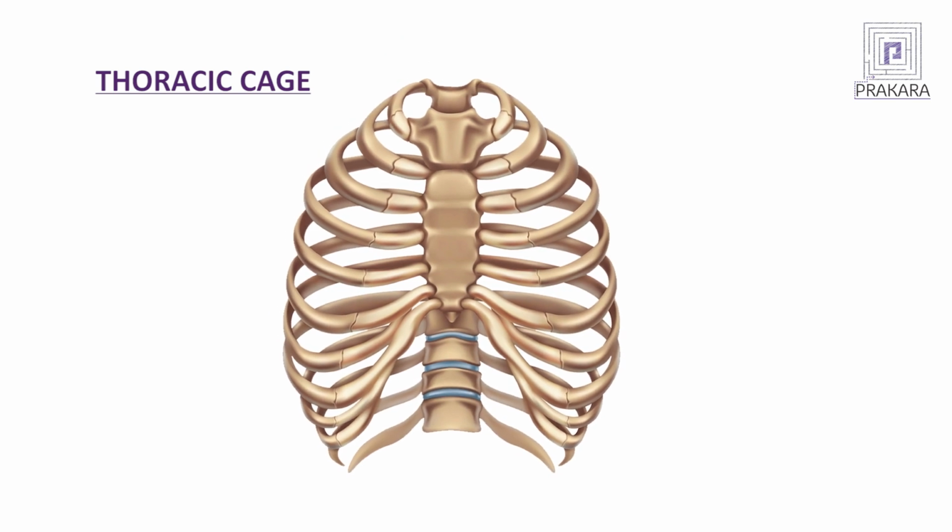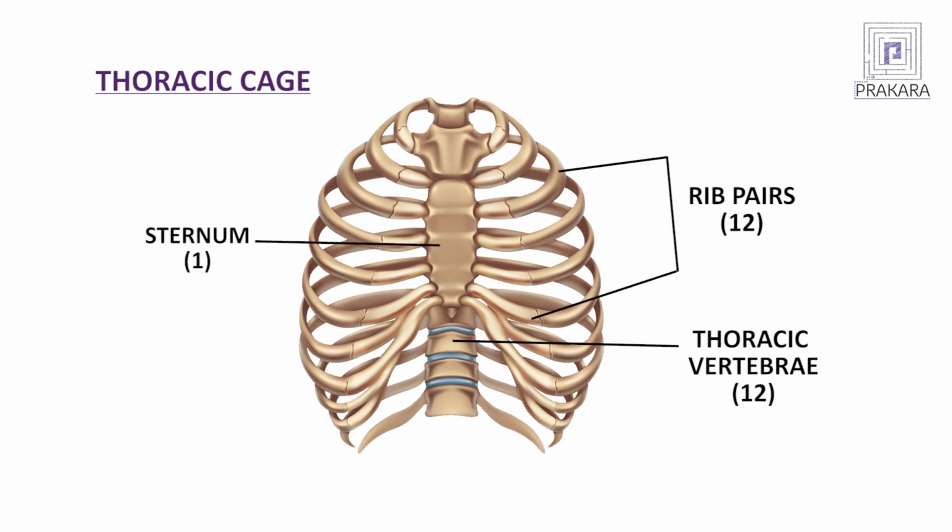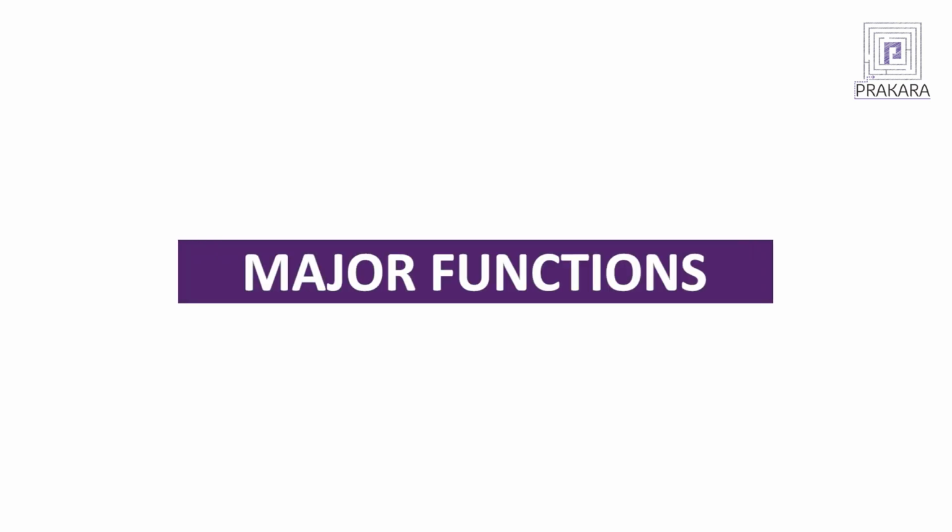The thoracic cage is formed by the following bones: 12 thoracic vertebrae, 12 pairs of ribs, and 1 sternum or breastbone in the front. What are the major functions of the thoracic cage? The most important function of the thoracic cage is that it protects the major organs of the body, that is the lungs, the heart, and the major blood vessels.